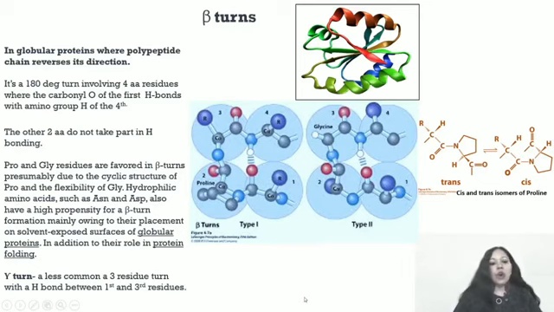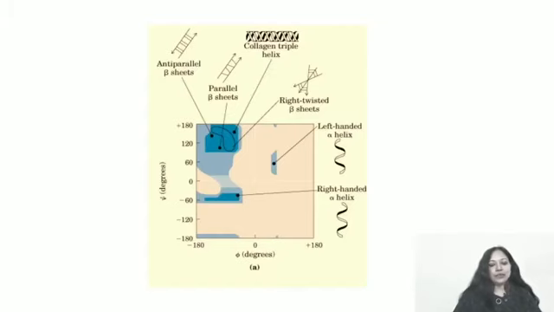Now a less common gamma turn is also found in biological systems, which is a 3 residue turn with a hydrogen bond between the first and third residues. Let's plot all these structures onto the Ramachandran plot to give you a better idea why we have discussed the Ramachandran plot. Here the anti-parallel beta sheets, the parallel ones, the right-handed beta sheets and the right-handed alpha helix you can see on the plot, meaning these are all favorable conformations. You will also find left-handed alpha helix here, which is theoretically possible, but in biological systems it is not found.